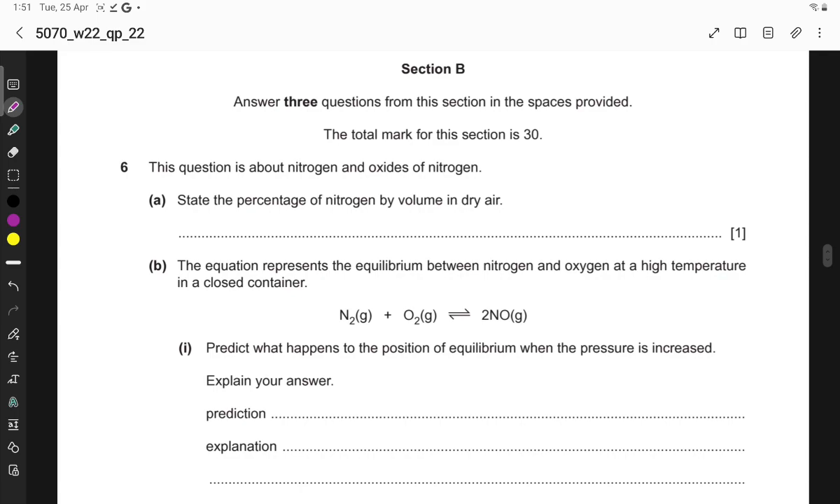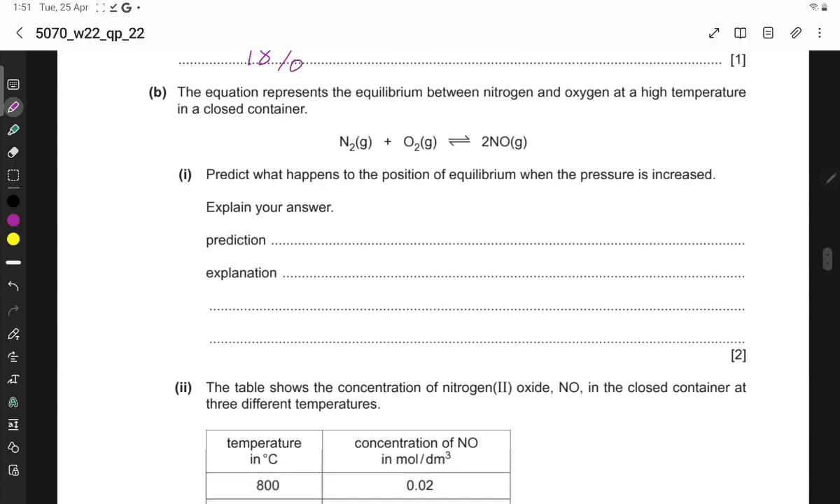Question number 6. This question is about nitrogen and oxides of nitrogen. State the percentage of nitrogen by volume in air. In dry air it is 78%.